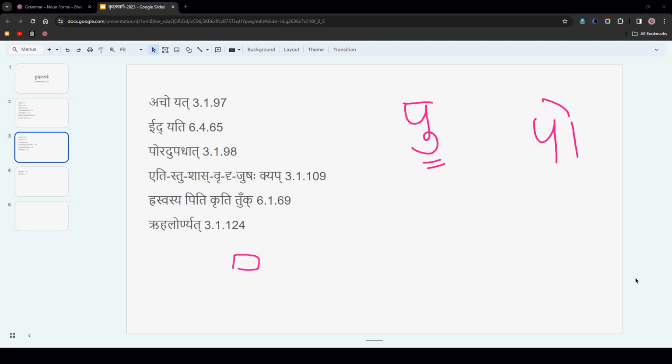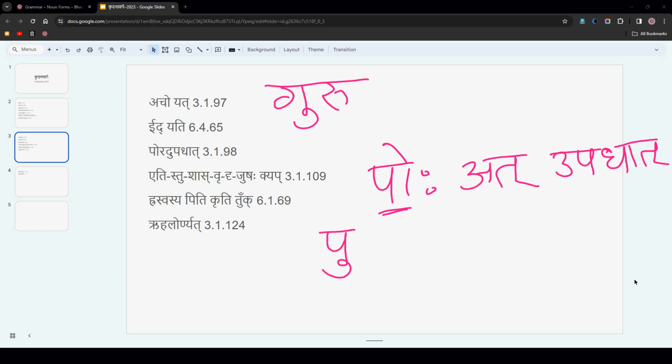So now the next condition is at upadhat. Upadha means what now? Upadha means one letter before the last letter. The last letter of the dhatu should be one of the Pavarga, but the upadha, the one letter before that, should be at.